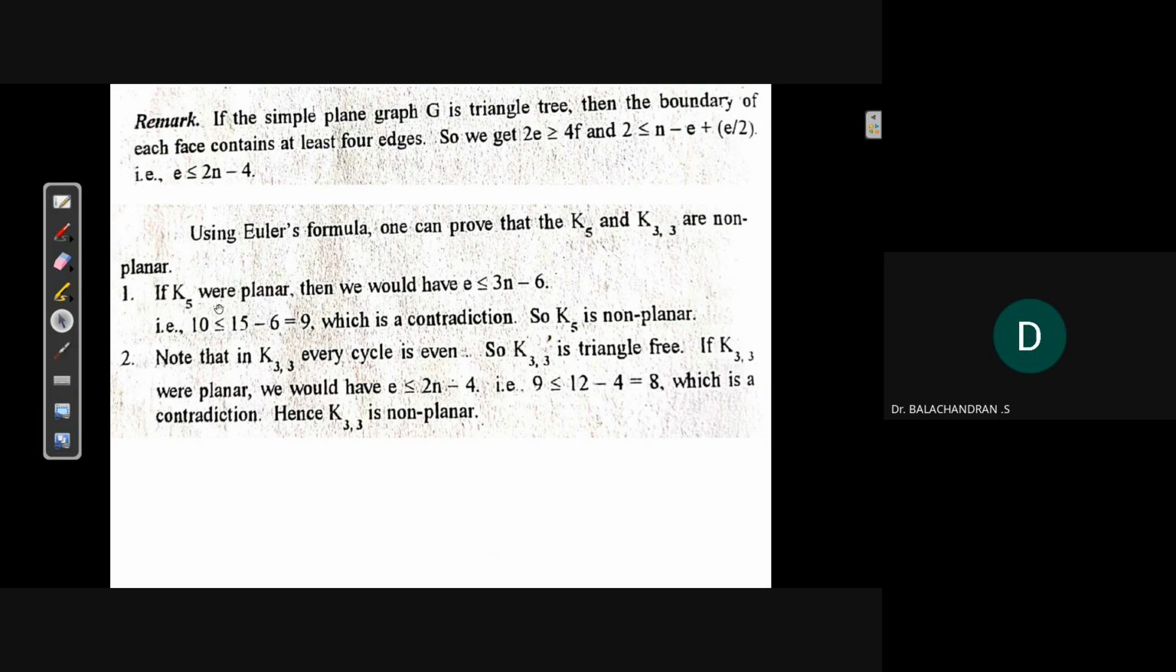So suppose I assume K5 is planar. Then by the previous result, what is the previous result?